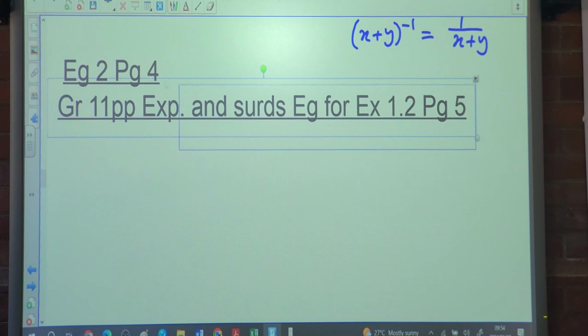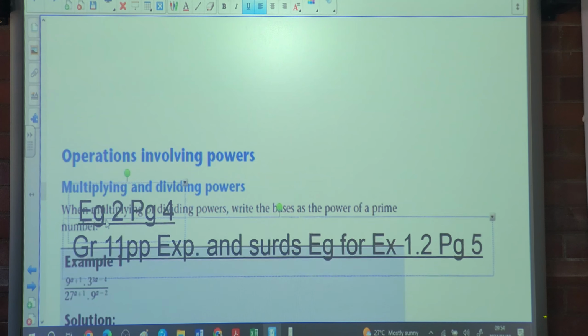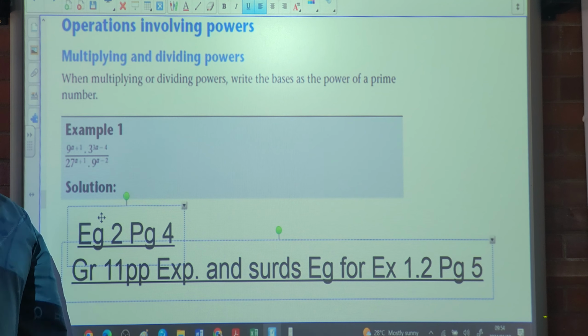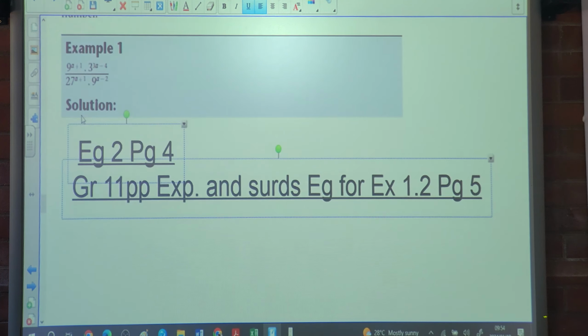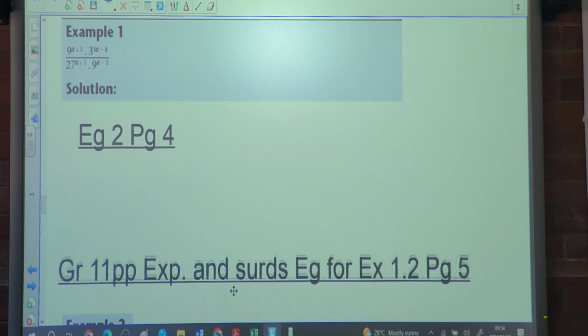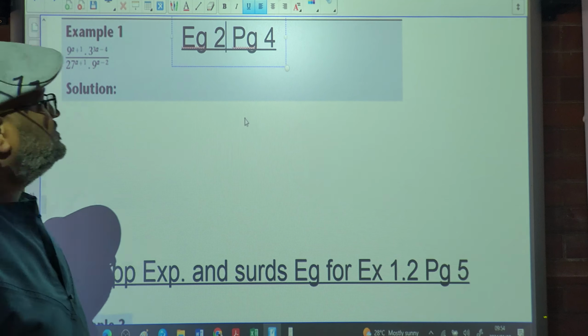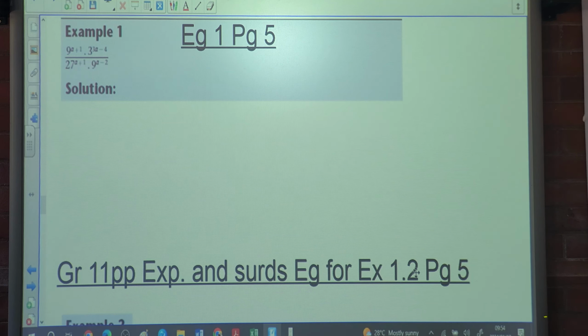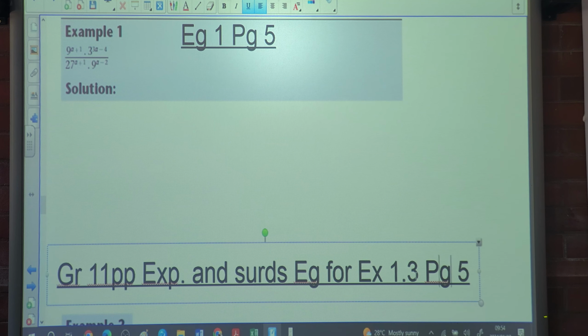So we're looking at the example on page 5, operations involving powers, multiplying and dividing powers. When multiplying or dividing powers, write the bases as powers of their prime numbers. We did this last year already, so the sum is just getting a bit larger now. Example 1 on page 5, and this is for exercise 1.3, which is on page 8.